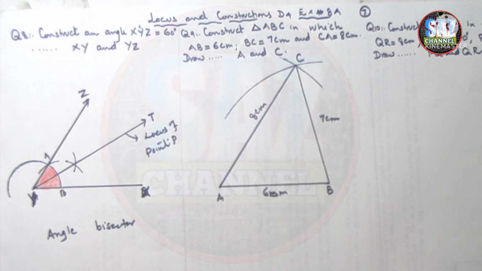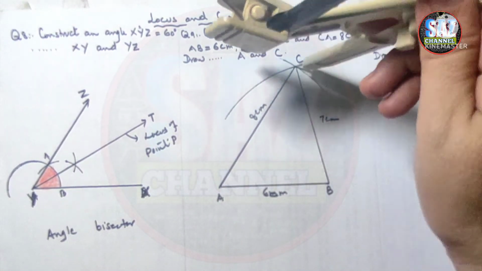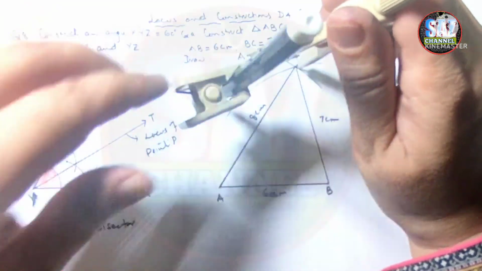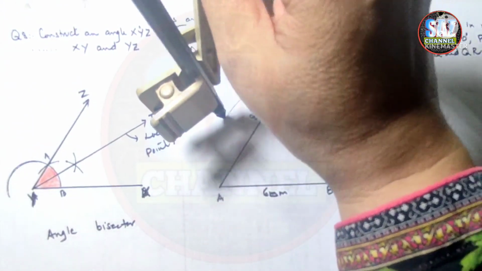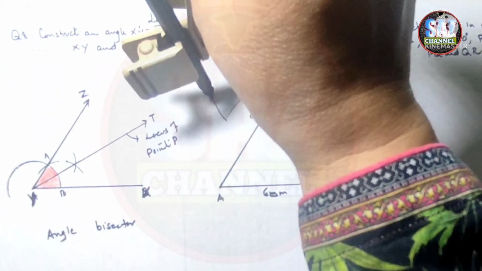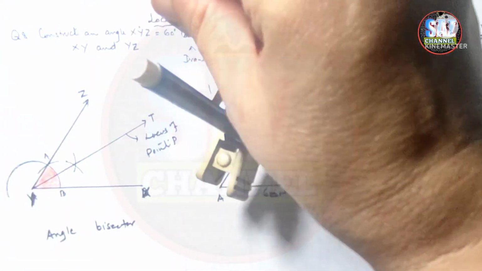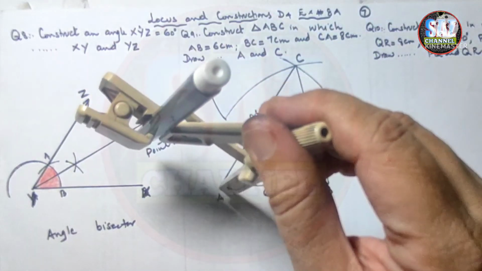So for that purpose, we have to construct the perpendicular bisector. Why do we have to construct the perpendicular bisector? Because the required locus is at equal distance from two fixed points. For that purpose we need to open the arm of the compass a little more than half and draw the arcs, one above, one below the line. Okay, and repeat the process from the other vertex.